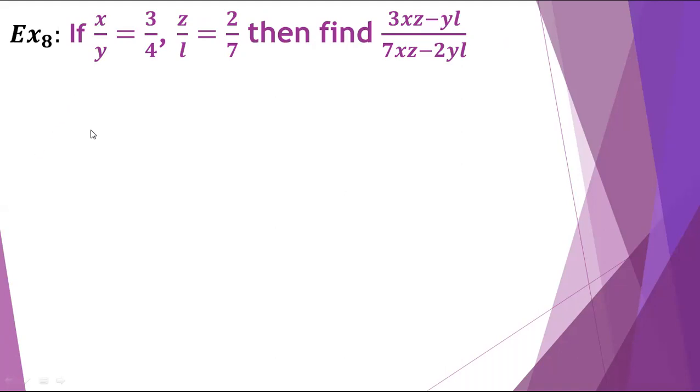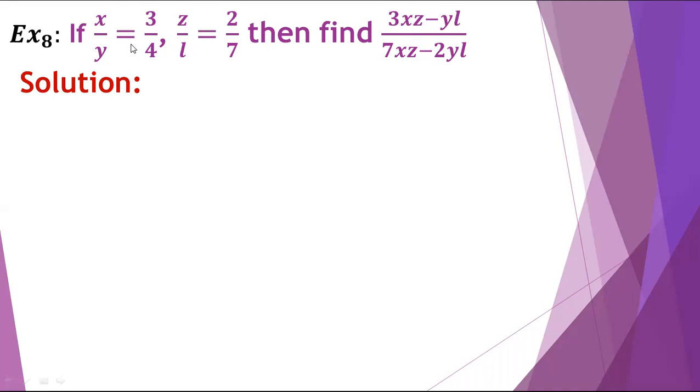If x over y equals 3 over 4, the ratio between x and y is 3 over 4. And the ratio between z and L is 2 over 7. We need to find the value of 3xz minus yl over 7xz minus 2yl. What should I do? Since the ratio between x and y is 3 over 4, it doesn't mean that x equals 3 or y equals 4.